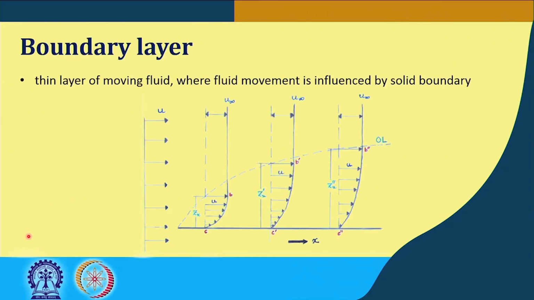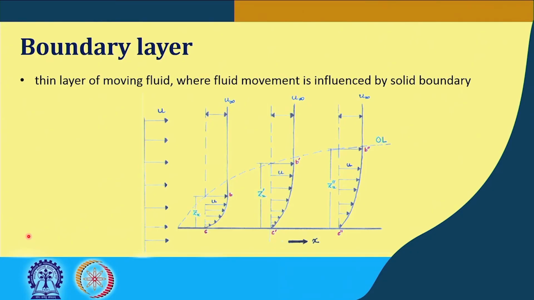When we talk about the boundary layer, this picture immediately comes to our mind: what is the boundary layer, and how does it form? We can call it a thin layer of moving fluid where the fluid movement is influenced by the solid boundary. Broadly, it is a thin layer of moving fluid attached to the solid surface, where the fluid movement is influenced by the solid boundary.